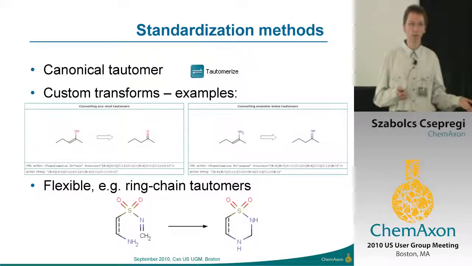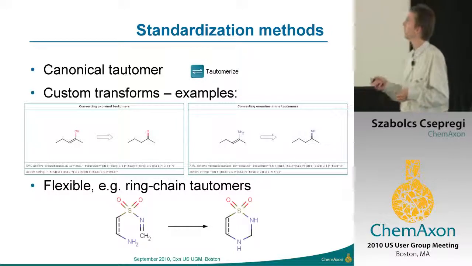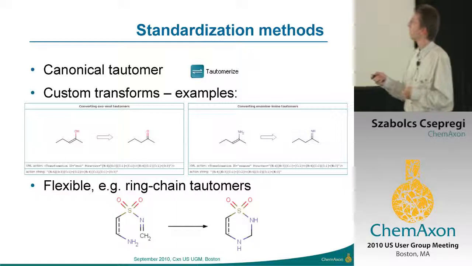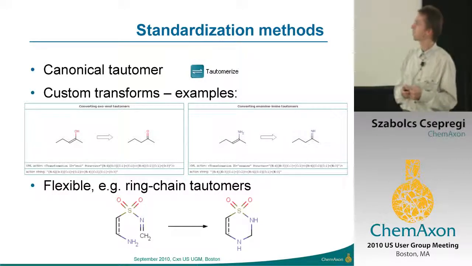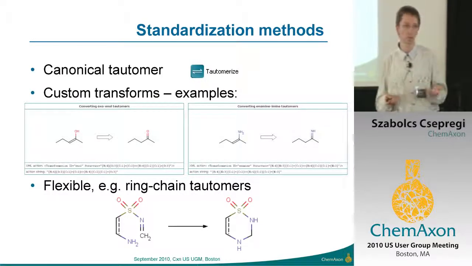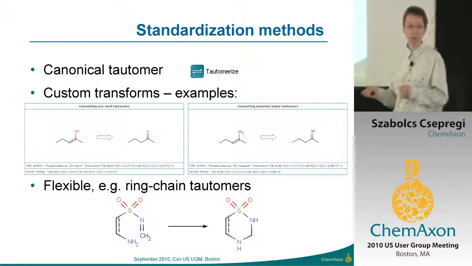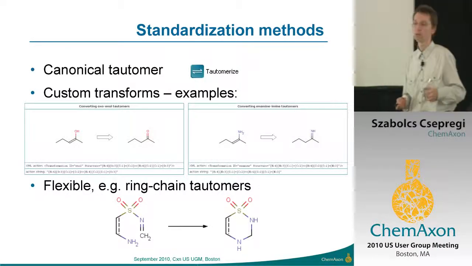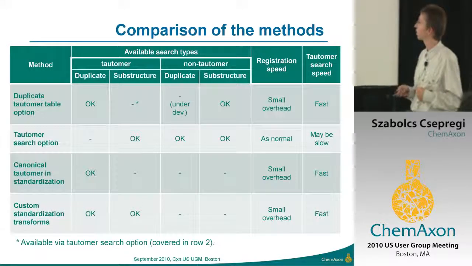Okay. Another method is to use Standardizer. Yuri was talking about Standardizer before. Here we can either use the canonical tautomer transform or draw up specific transformations so that all the structures are converted into the preferred tautomer. Okay? This method also allows a lot of flexibility, and all those advanced different kinds of tautomerisms can also be represented using this method, for example, ring chain tautomerism.